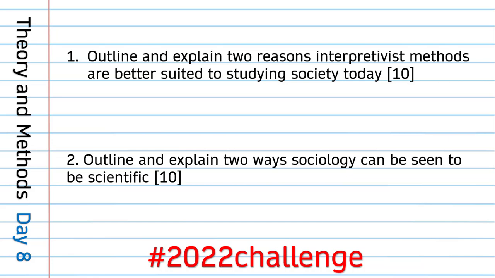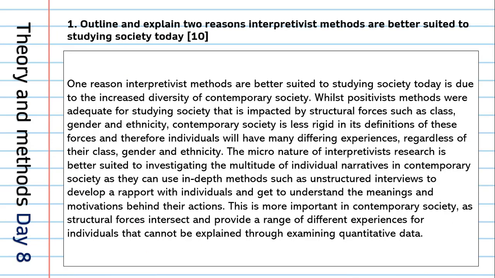You look at those 2 different sides of the debate and you would evaluate it. For a 10-mark question, it'll probably ask you 2 ways sociology can be seen to be scientific or cannot be seen to be scientific. So we're going to flip it round to the side where it talks about it being scientific. But let's look at the responses for today. First of all, this was the interpretivist methods are better suited to studying society today question. Now, these 2 answers are quite similar, but you'll see that I've developed them in different ways.